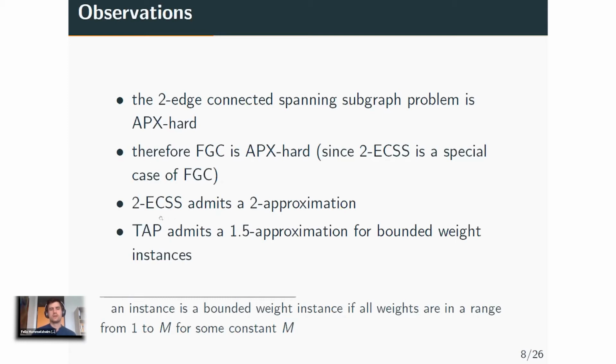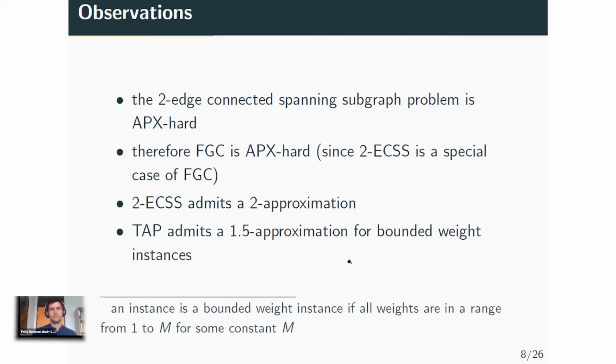On the positive side, we know that there is a very nice two approximation algorithm by Jain for the two-edge connected spanning subgraph problem, and therefore this algorithm is also a two approximation for the tree augmentation problem. But a very nice recent result is that tree augmentation actually admits a 1.5 approximation algorithm for bounded weight instances. A bounded weight instance is an instance where all the weights are in the range from 1 to some constant big M.